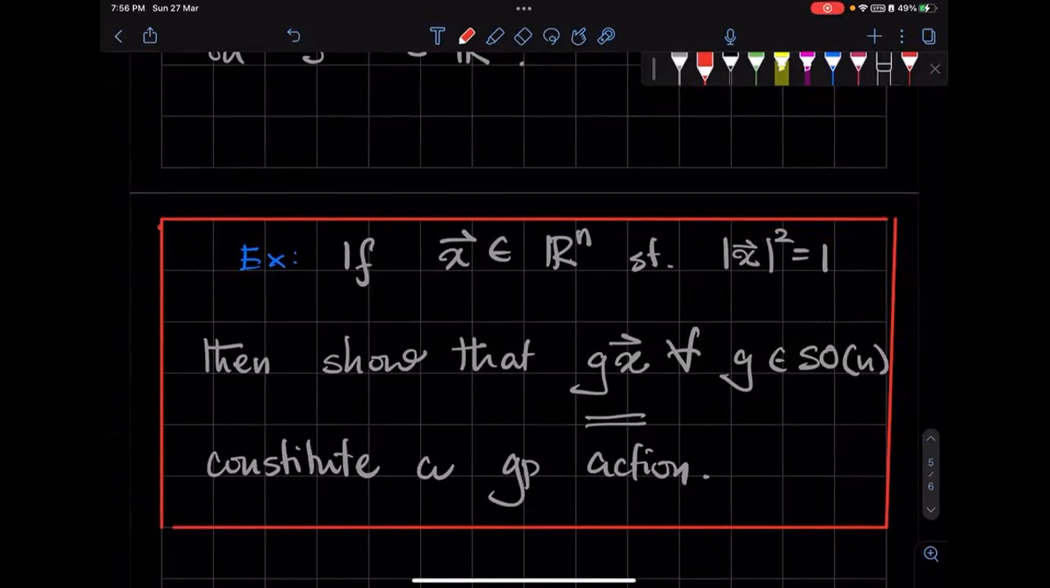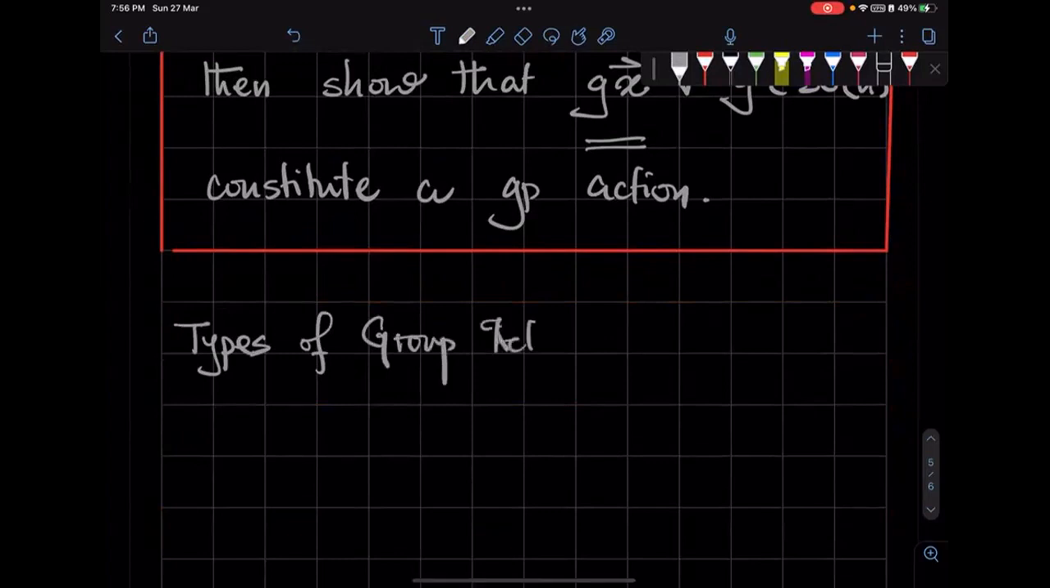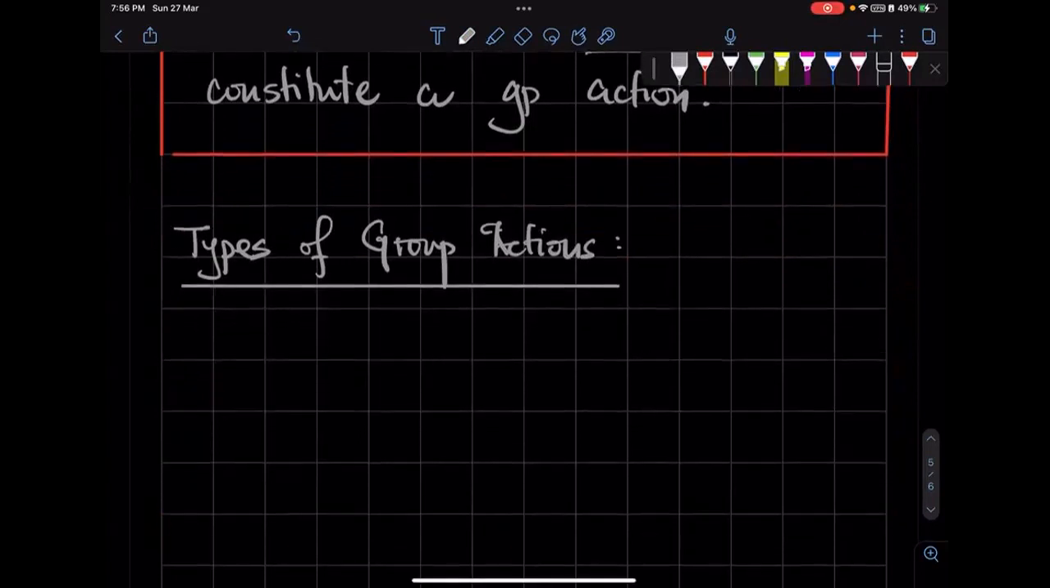Okay, so there are different types of group action. The number one is that the group action can be transitive. So what does transitivity mean?